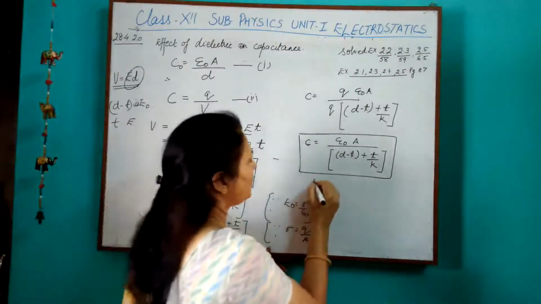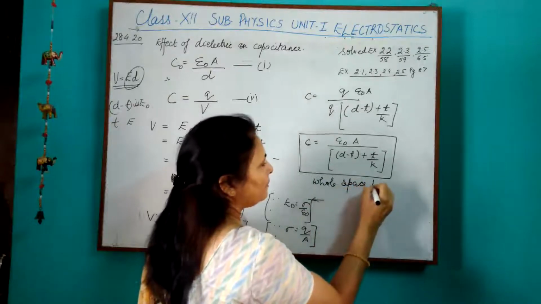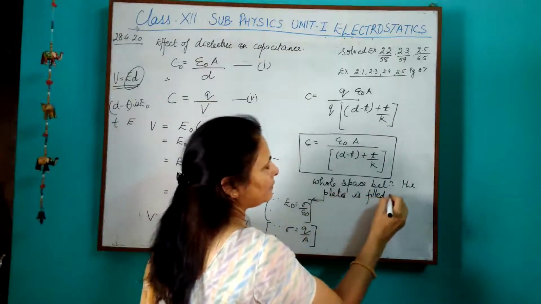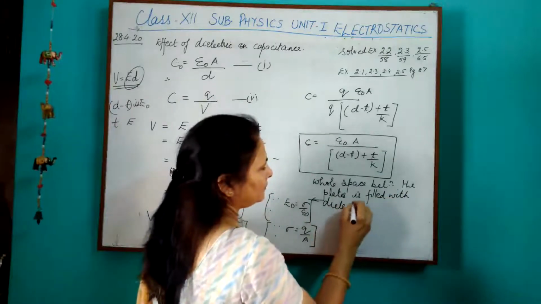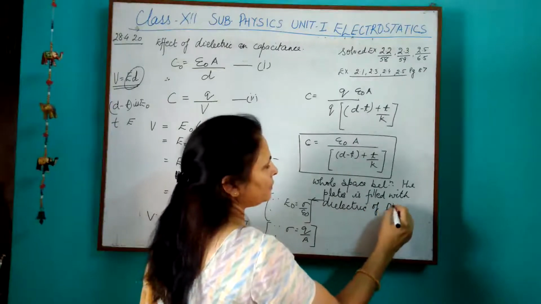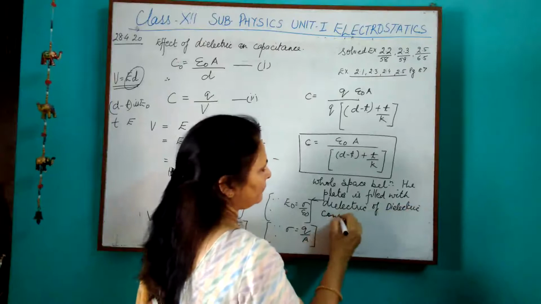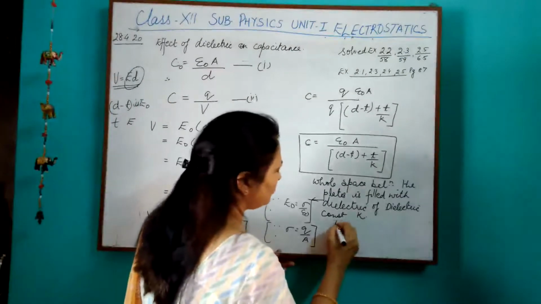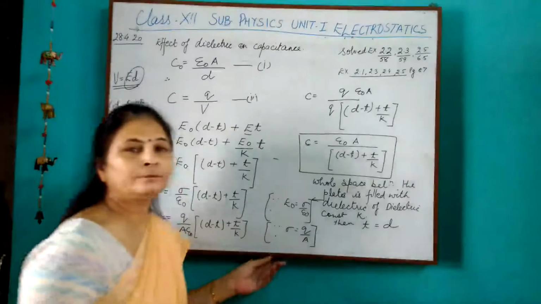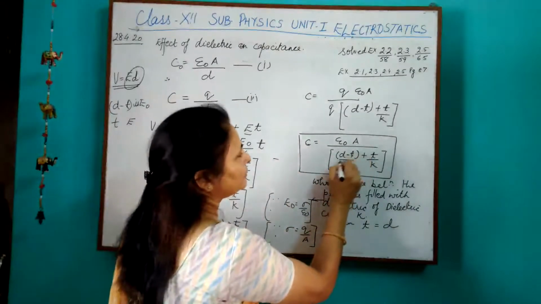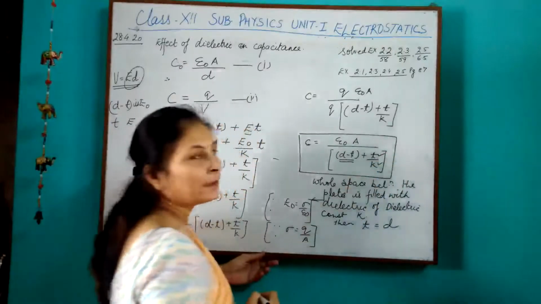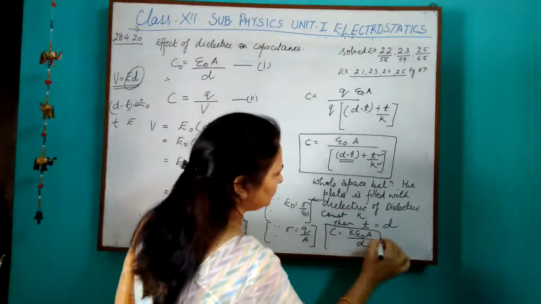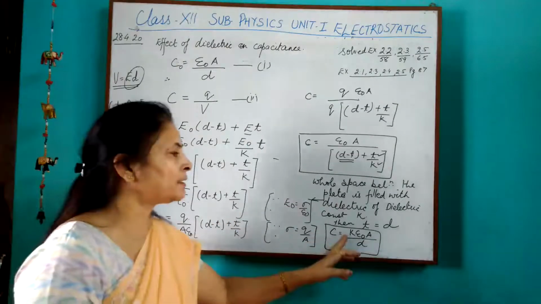Now suppose the whole space between the plates is filled with a dielectric of dielectric constant K, then T and D will be the same. Then T will become equal to D. When T becomes equal to D, this will give you 0, and this will give me D upon K. So what will C be equal to? K epsilon naught A upon D. So again we have got the same value.